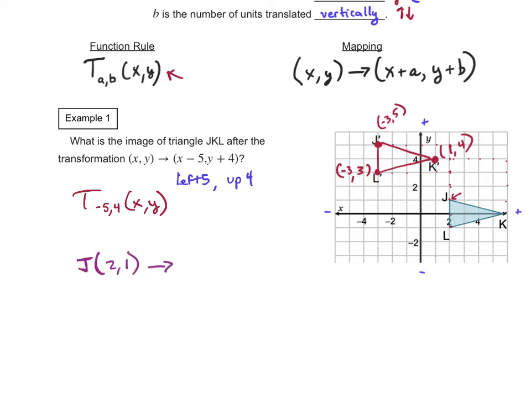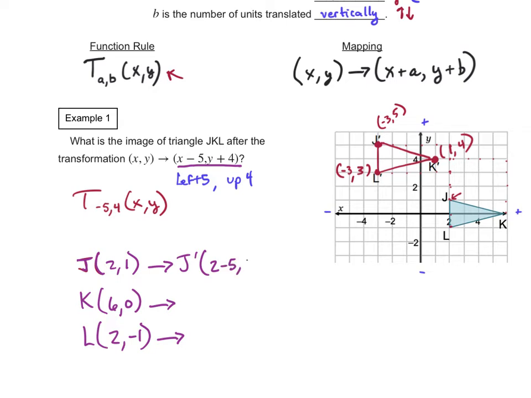We're going to map that. K was 6, 0. We're going to map that, and then L is going to be 2, negative 1, and we're going to map that. So J prime is going to be mapped to, again, this mapping right here. So we have 2 minus 5, and then we have 1 plus 4.